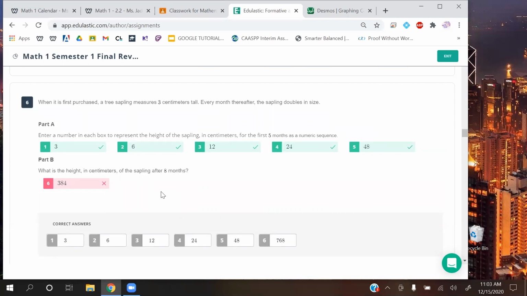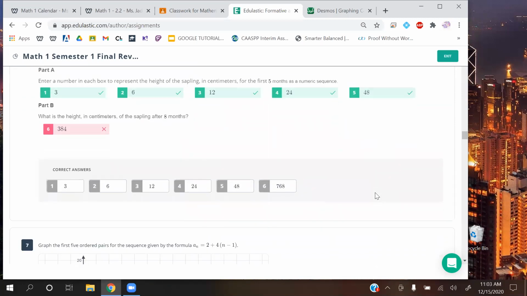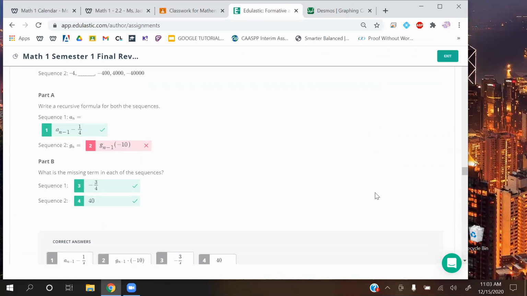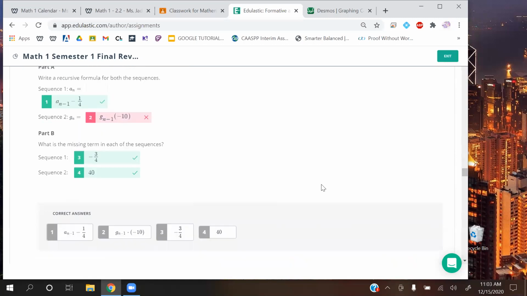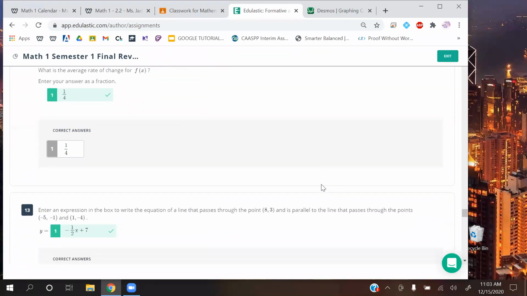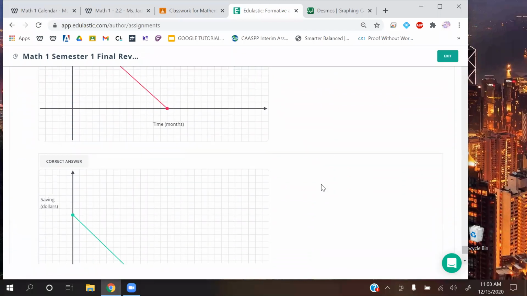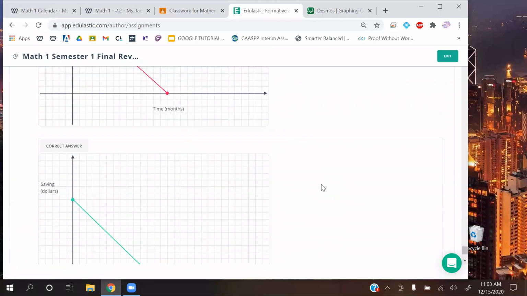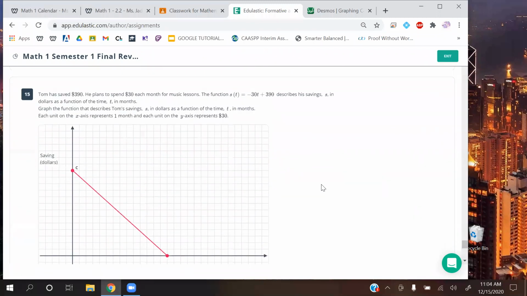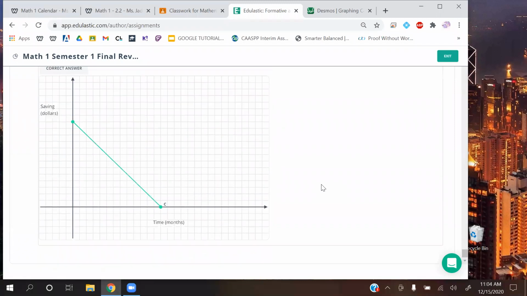So 3, 6, 12, 24, 48 times 2. So this would be the sixth term and the seventh term, eighth term. Now, this one, Edulastic, was just wrong. It is 384, okay? So I'll correct that. Okay, this one, they just wanted you to put a multiplication sign in between. That is very minor. I would mark this as correct anyways, because literally this is how you multiply. You don't have to put the multiplication symbol, okay? That's fine too. Just want to make sure I didn't explain anything wrong, if that makes sense. Okay, as you can see, we have the exact same graph, and yet it is marked wrong, so I would fix that also, okay?